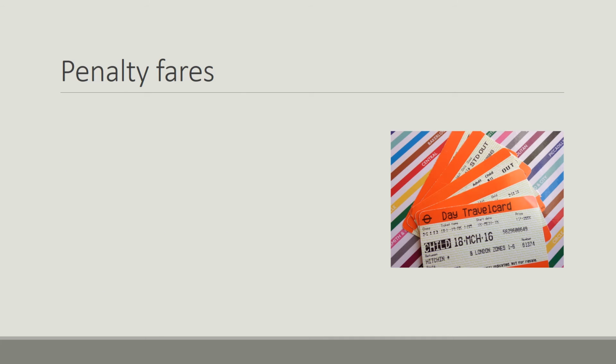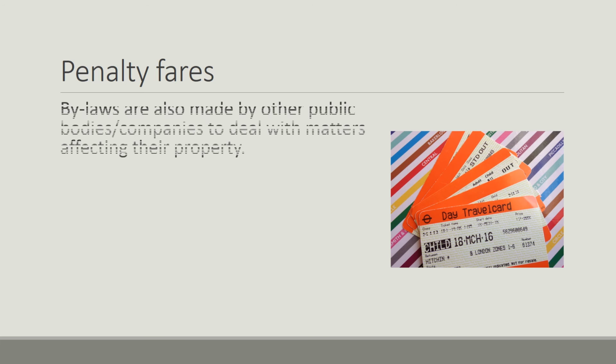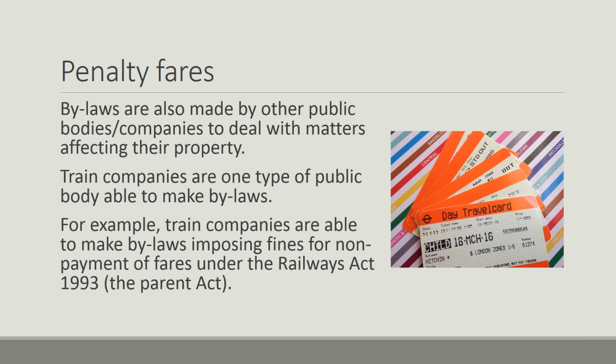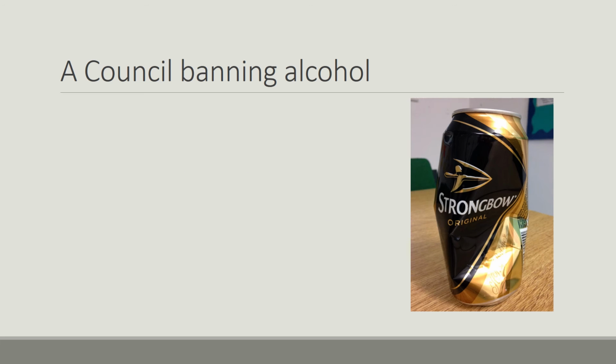The second example should be about public bodies. So they make bylaws to deal with matters affecting their property. Train companies are an example of a public body who can make bylaws. And they make bylaws imposing fines for people who don't pay their fare, and they do this under the Railways Act 1993, which is the parent act. So now you've given 1 example of each, you would have plenty to get you 5 marks.